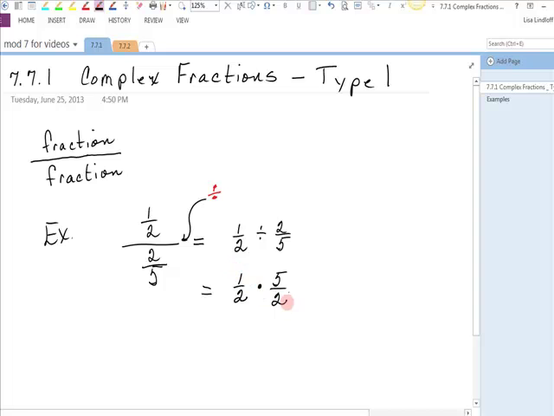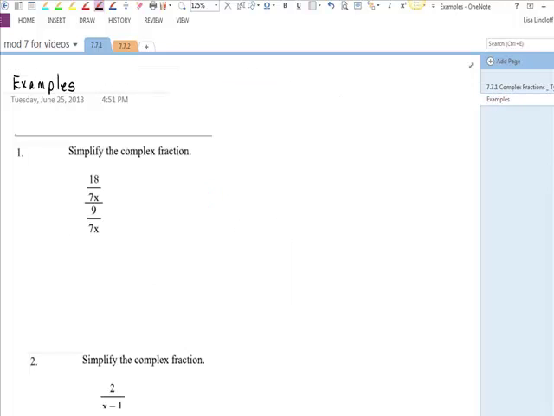If you can reduce on the diagonals or up and down, then do so. You can't in my example, so I will just multiply. 1 times 5 is 5, and 2 times 2 is 4. This complex fraction simplifies into 5/4. So that's what I'm going to do with my example problems. They won't all be just arithmetic fractions. They will include variables, but we're going to treat them all as division problems if they are single fraction over single fraction. Let's look at some.